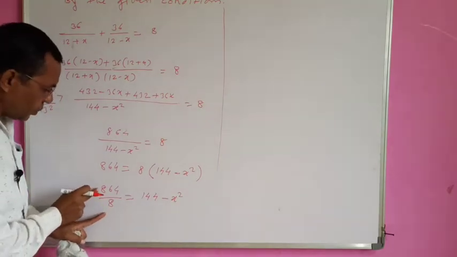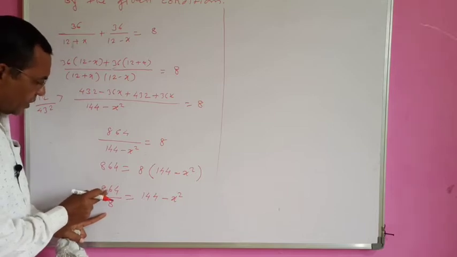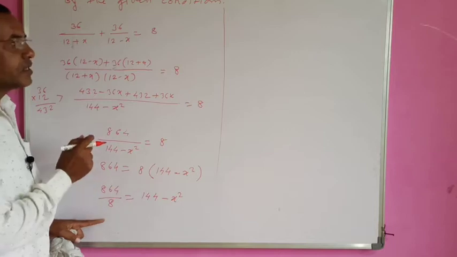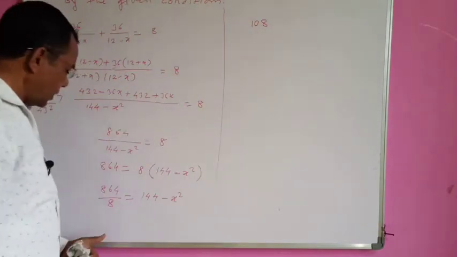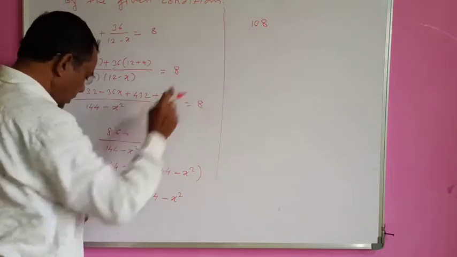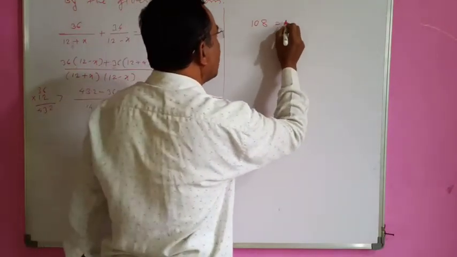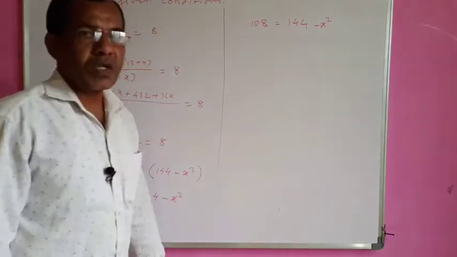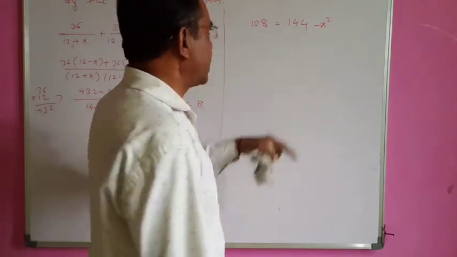8 into 8 divided by 8, that is 8 1 8, 8 1 8, 6 cannot be divided, so 0, it becomes 64, and 8 8 64 gives 108. See how 108 came: 8 1 8, 6 cannot be divided so we wrote 0, it became 64, 8 8 64 is equal to 144 minus x square. Now this 108 comes here, it becomes minus here.